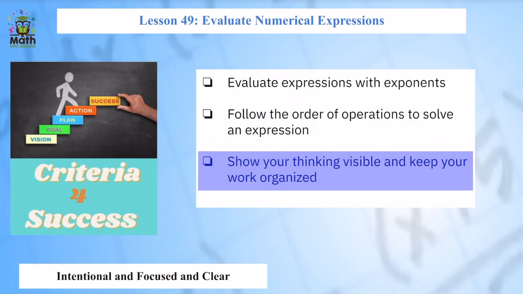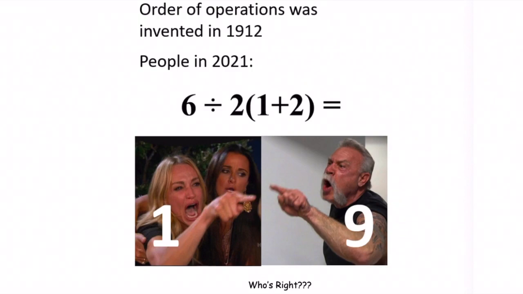So I'm going to go back a little bit because I see this meme all the time. Order of operations was invented about 100 years ago, and yet people are constantly arguing about order of operations. So I see this meme everywhere. And if you're on social media, people are always arguing about who has the right answer. I'm not going to tell you who's right now. We'll think about it at the end.